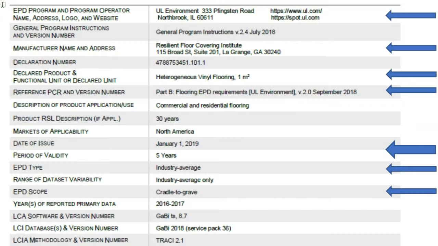There are 2 specific pages that are really important here, Lance. The first one is that second page. I think you've got a graphic for us there, where it really gives you details about what you're about to read. It typically starts with who the program operator is. In this case, it was UL Environment, one of the older program operators here in North America. And they are that third-party stamp that says, look, we validate that the information from the life cycle assessment has gotten into the EPD correctly.